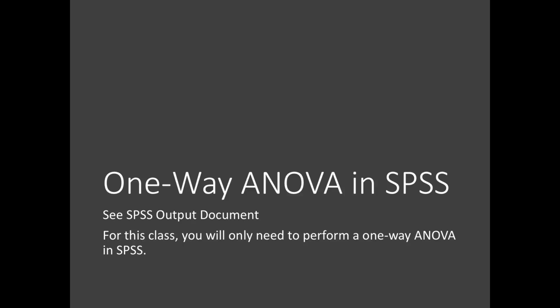So what we've been talking about up till this point was the one-way ANOVA. The rest of these are not a one-way ANOVA. They're different, they have different names. We're not going to have to perform them in SPSS for this class, but you need to know when you would use them given a sample situation.